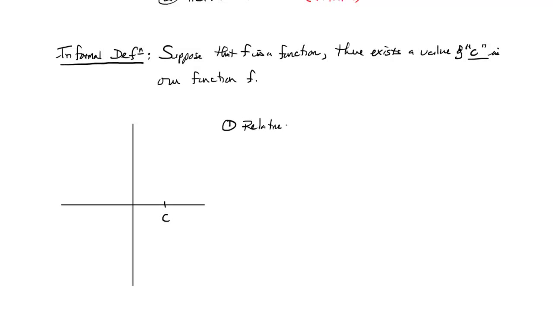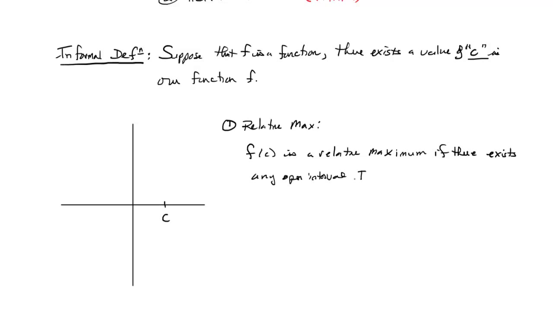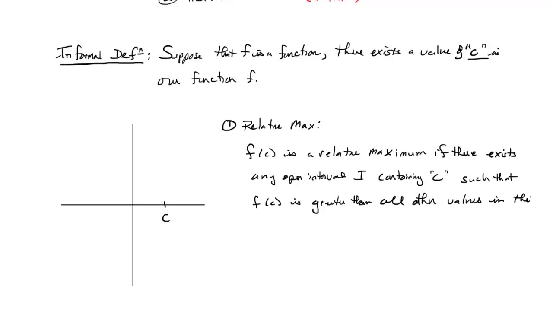Let's now discuss the definition of our first category, which is the relative max. We'll say that our functional value f of c is a relative maximum if there exists any open interval I containing our value of c such that f of c is greater than all other values in the interval.